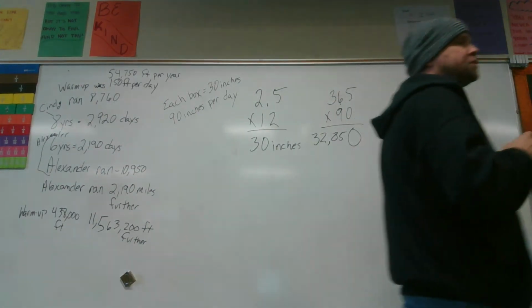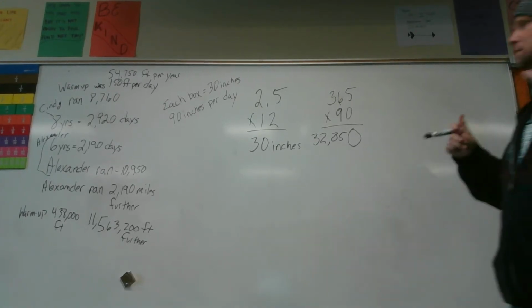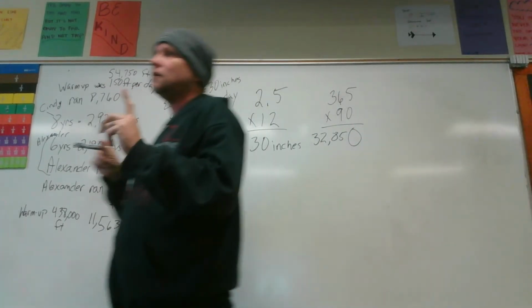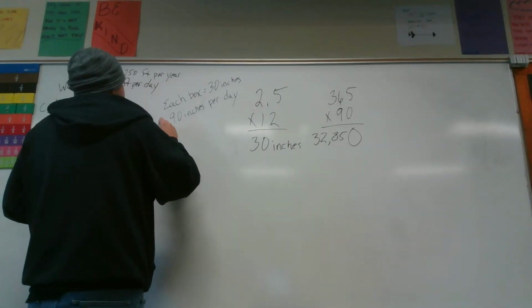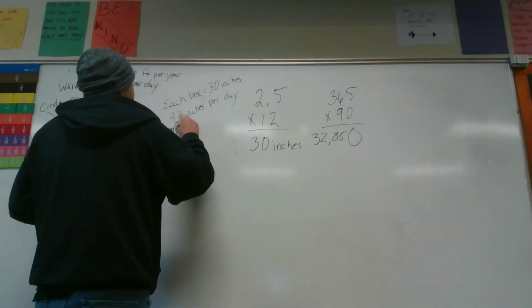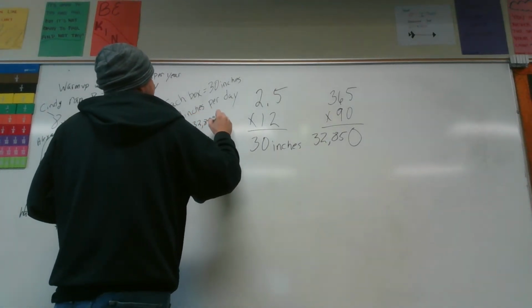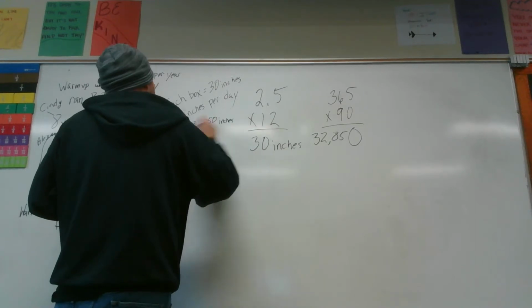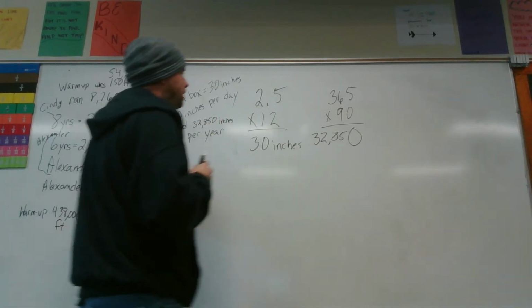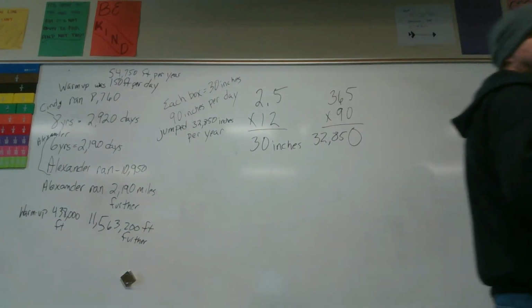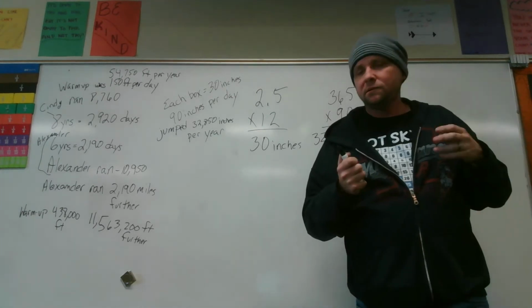32,850. So in a year, he jumped 32,850 inches per year. I mean, it's really only 90 inches a day. Is he trying to go to the Olympics or something? I don't know, Alexander.